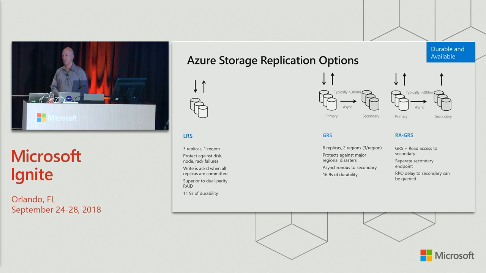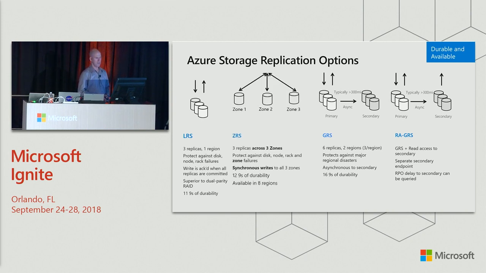Third is read access GRS, which is like GRS, but it provides read access to that secondary. And programmatically, or from the application, you can see what the state is of that replication RPO. So you can understand how far that secondary is from the primary as far as being consistent. And lastly, zone redundant storage, ZRS, which provides copies in different fault zones within the same region. And those are all synchronous writes between those copies. So that gives you more durability than LRS at a slightly higher cost.